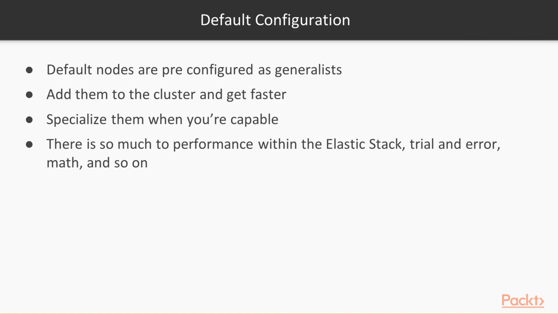So the default configuration that Elasticsearch gets installed with, each node is what I call a generalist. So they're pre-configured, they're ready to go. They can be a data node, they could be a master node, they'll be an indexing node, they'll do it all. So this is a way that you can just get a cluster up and running very quickly. Typically you'll do this in a development environment, QA environment, or you could do this in a production environment, depending on the complexity of your cluster, the size of your cluster and whatnot.